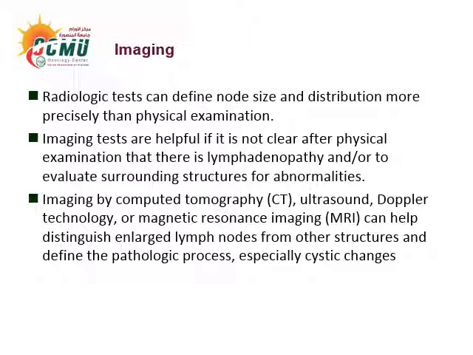After careful history taking and examination, we may use imaging. Radiological tests can define node size and distribution more precisely than physical examination. Imaging tests are helpful if it is not clear after physical examination that there is lymphadenopathy and/or to evaluate surrounding structure abnormalities. Imaging by CT, computed tomography, ultrasound, Doppler technology, or MRI can help distinguish enlarged lymph nodes from other structures and define the pathologic process, especially cystic changes.